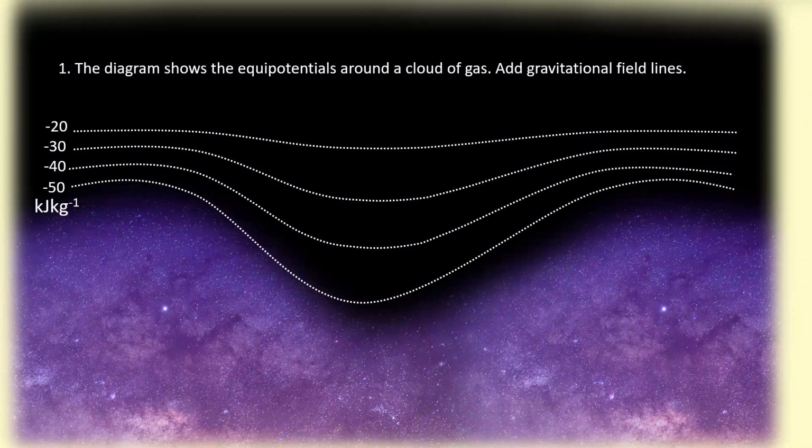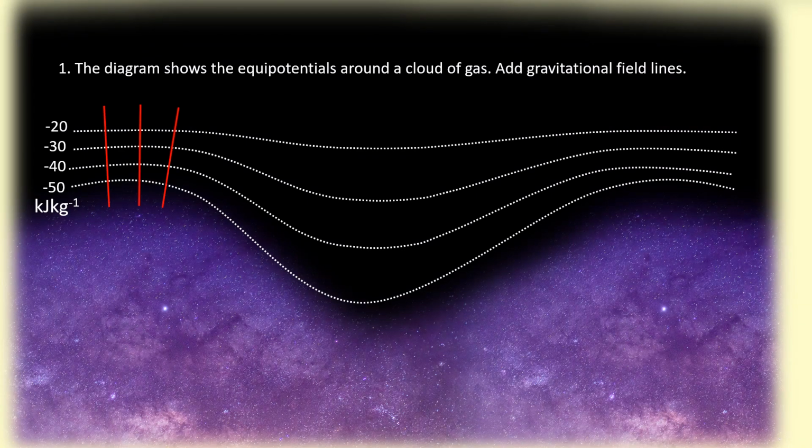The diagram shows equipotentials around a cloud of gas and gravitational field lines. Okay, let's start on the left here. As you can see, the numbers are getting more and more negative as you get closer to the cloud of gas. And this is what we expect, because at infinity, we define potential as zero, and it becomes more negative as you get closer to the mass. So we expect the field pattern to point in the direction of the numbers getting more negative. Okay, and on the left-hand side, you can see the equipotentials are close to each other, so we expect the field pattern to be stronger there as well.